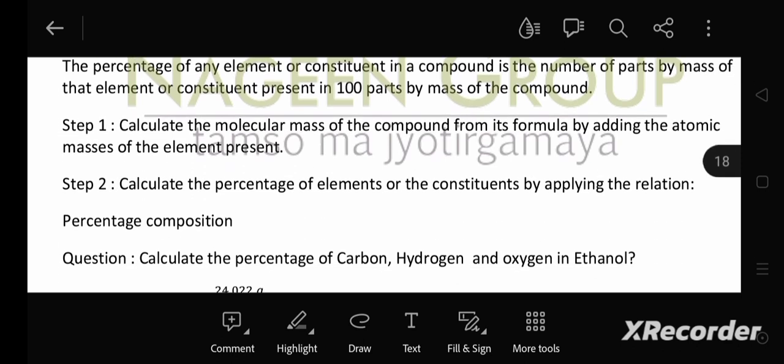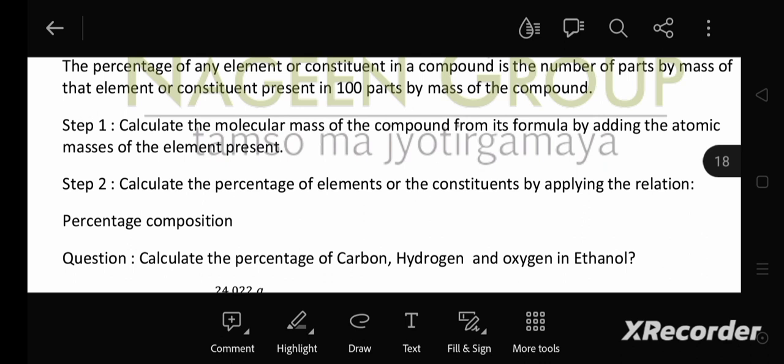For this we have to know various steps. So step number 1, calculate the molar mass of the compound from its formula by adding the atomic mass of the elements present. Firstly आपको क्या करना है? You have to know the molecular mass of a given compound. If you want to calculate the percentage of elements, firstly you know the molecular mass of the compound.